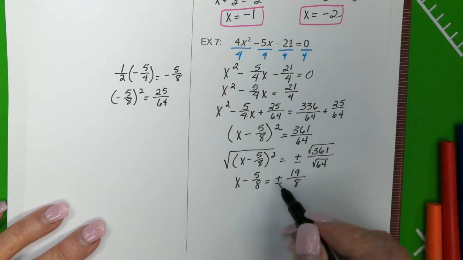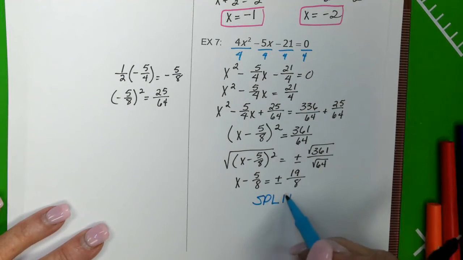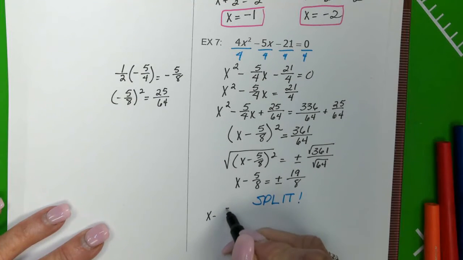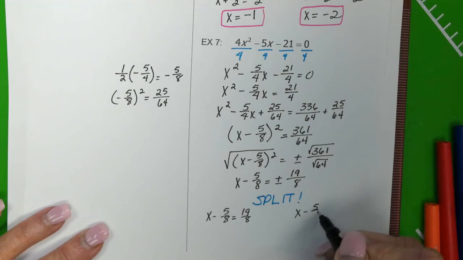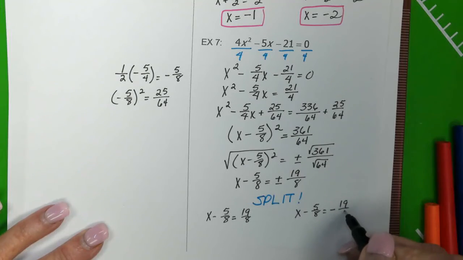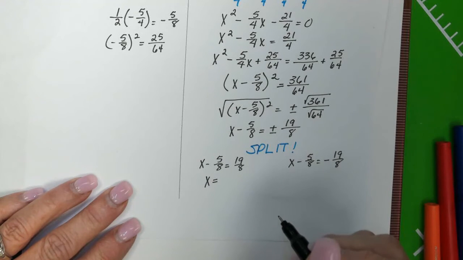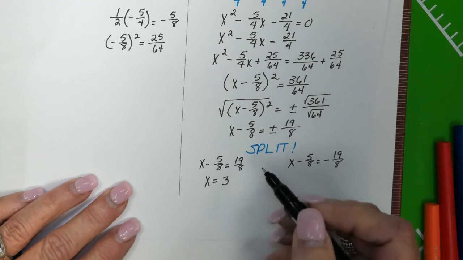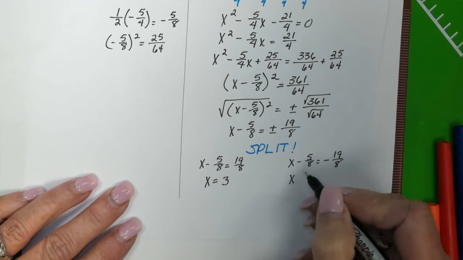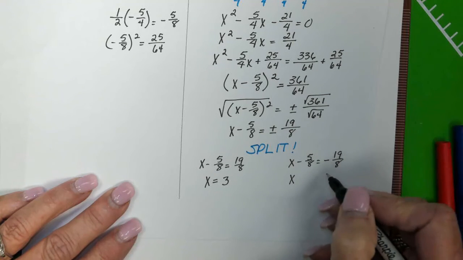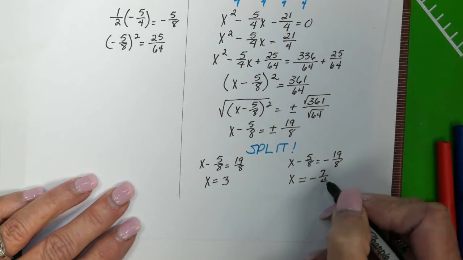So remember, when the radicals go away, that's when you're going to split the work. Okay, so I have x minus 5/8 equals positive 19/8, and x minus 5/8 equals negative 19/8. So x is going to equal 3. So add 5, 24/8 gives me 3. And over here I'm going to add 5/8. That's going to give me a fraction. It's going to be negative 14/8, which reduces. Always reduce your fractions. So that's going to give me a negative 7/4.